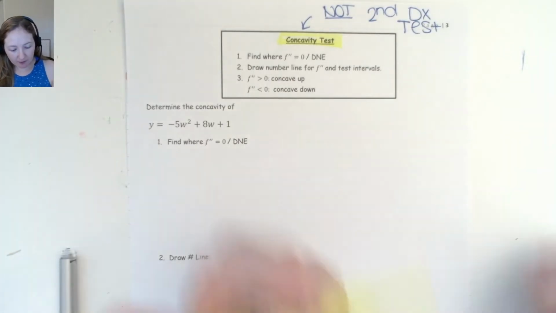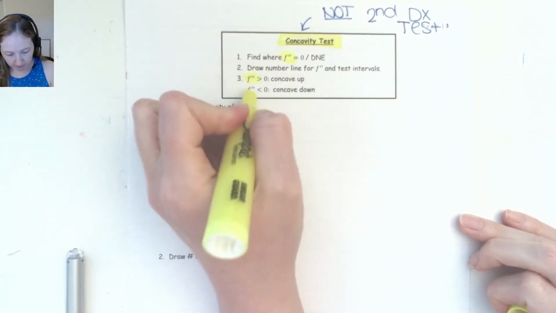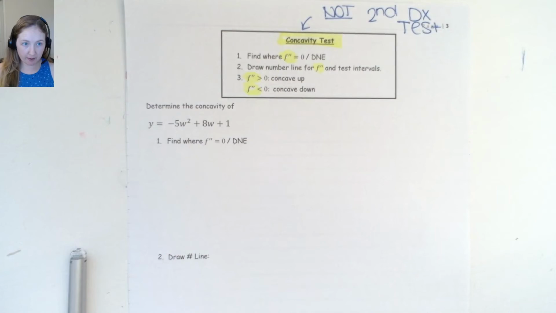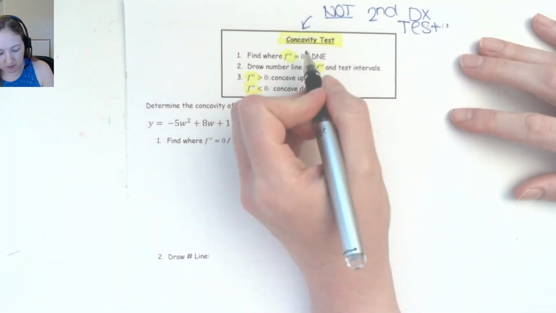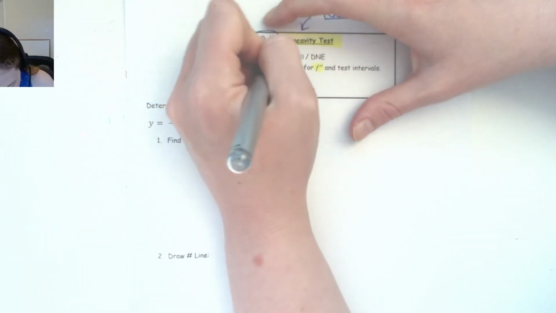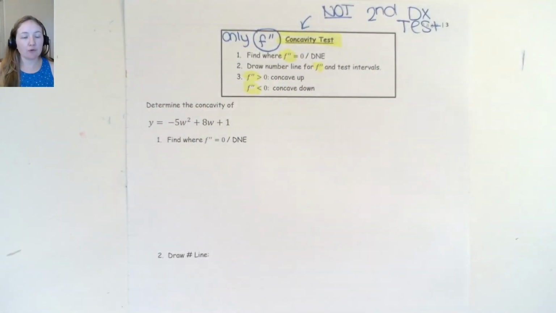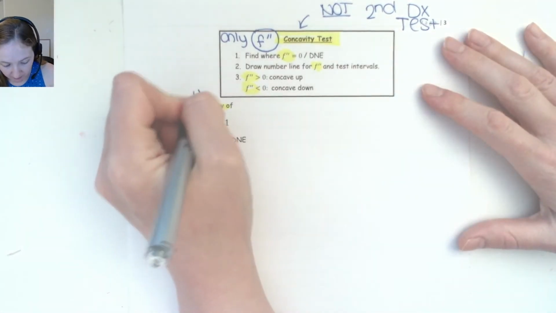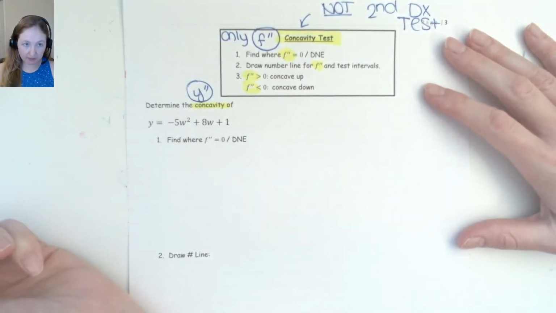The key thing about this is that you have f double prime, f double prime, f double prime, f double prime. Nowhere in this concavity test do you see the first derivative. So when you are working with the concavity test, it is only f double prime. So the first step in testing for concavity is to make sure that we really emphasize to ourselves it's about y double prime and y double prime only.